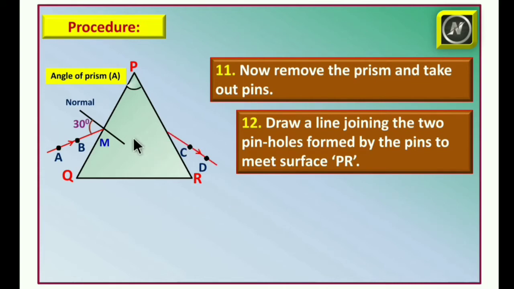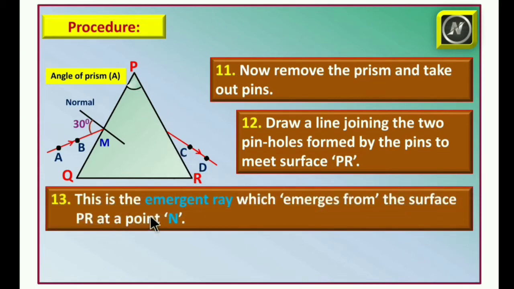Where it meets the surface, consider that point as N. This is the emergent ray, which emerges from the surface PR at point N. If you draw a line perpendicular to PR at N, we can consider it as the normal.